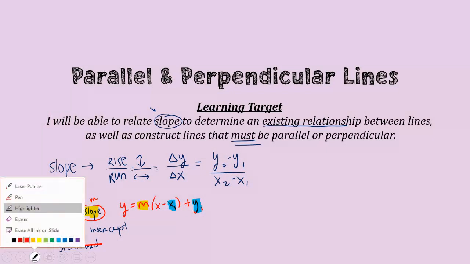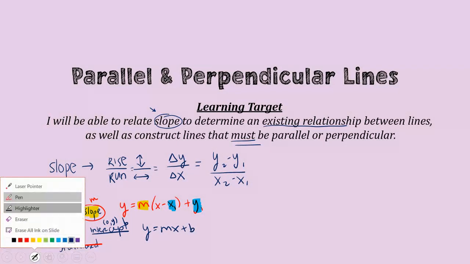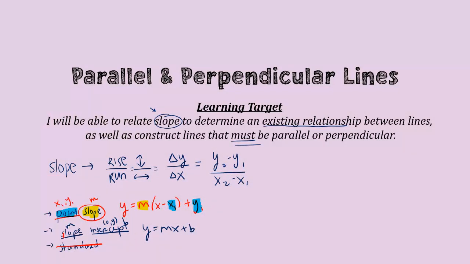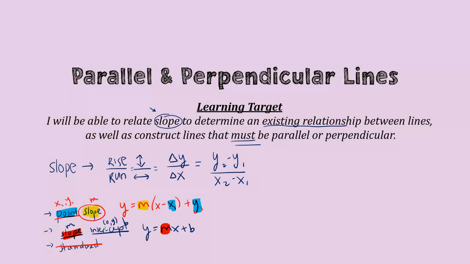Slope intercept is also pretty literal. I have the slope and I have the y-intercept, so I have a point (0, y), and that is represented by the letter b. So this looks like y equals mx plus b. Slope is going to go right here. Y-intercept is going to go right here.